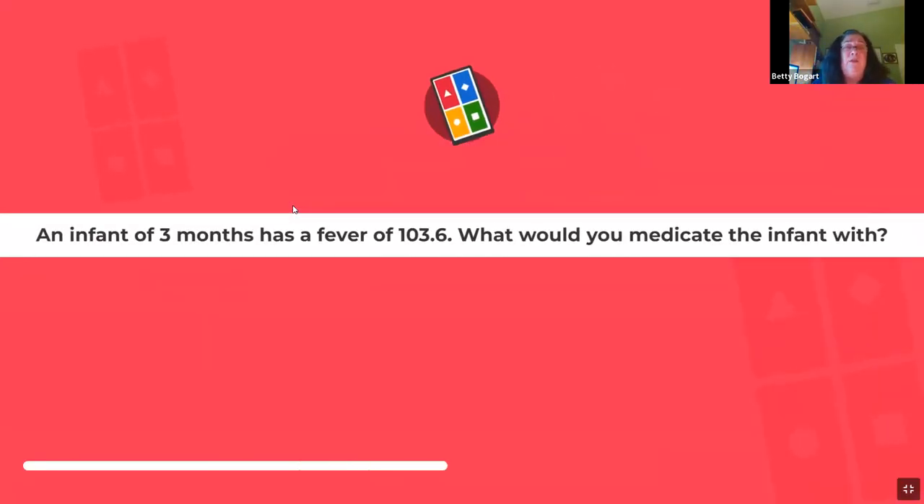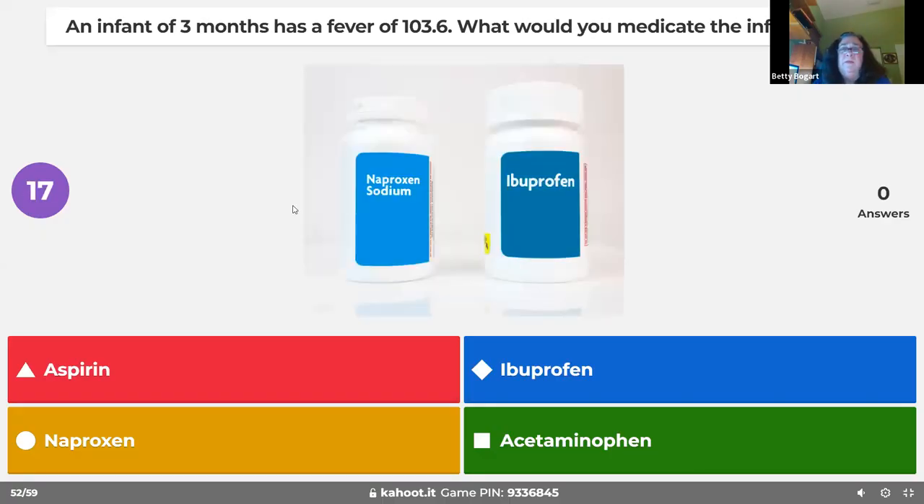An infant of 3 months has a fever of 103.6. What would you medicate the infant with?